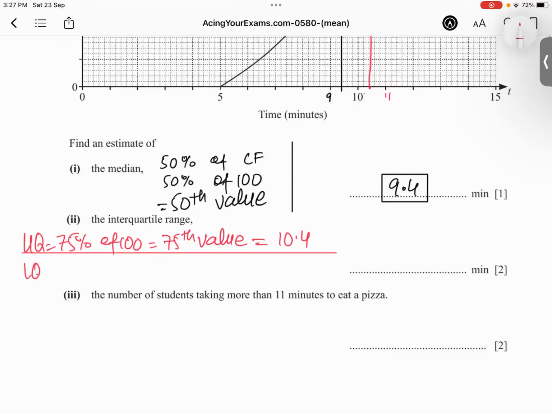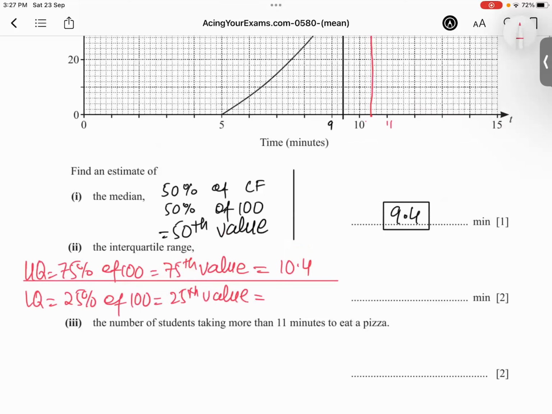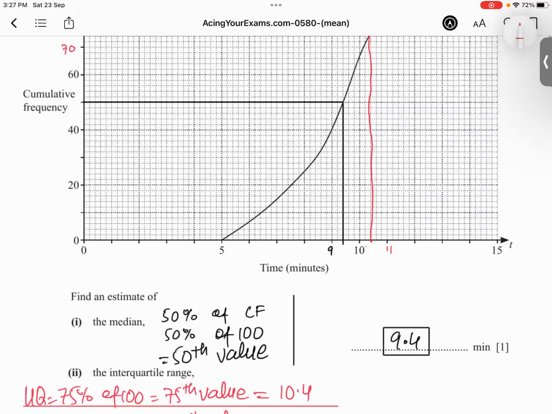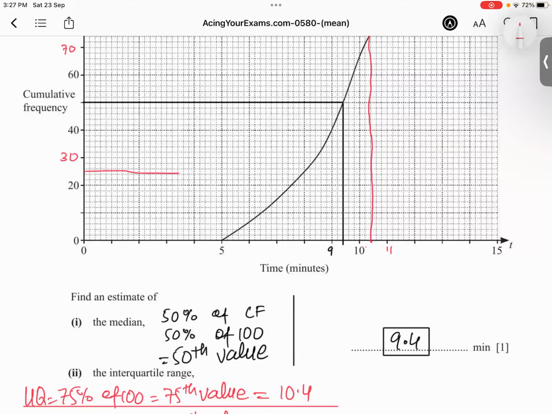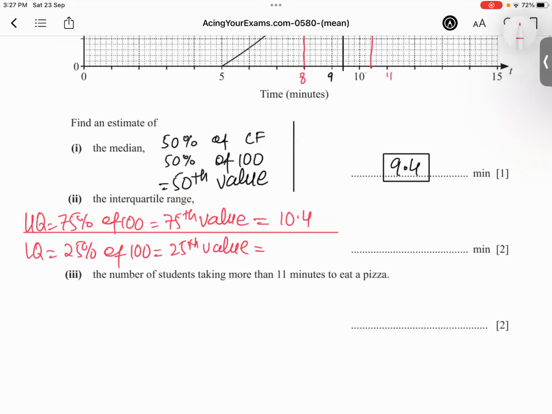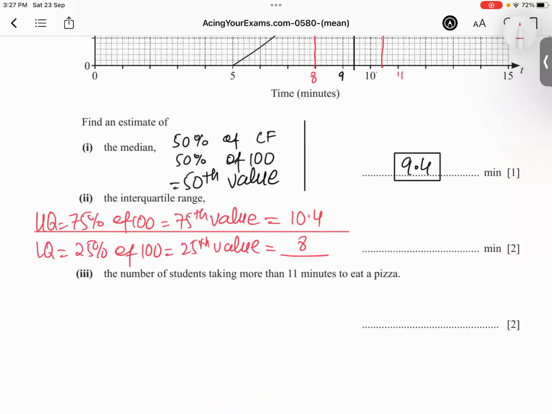Okay. Lower quartile is 25% of the data, and in this data, we have 100 students. That is the 25th value. So let's see what the 25th value is. So check 20 and that is 30. So the 25th will be in the center between 20 and 30. So this will be the value. So we know that here the value is 8. So 10.4 minus 8, so that would be 2.4.